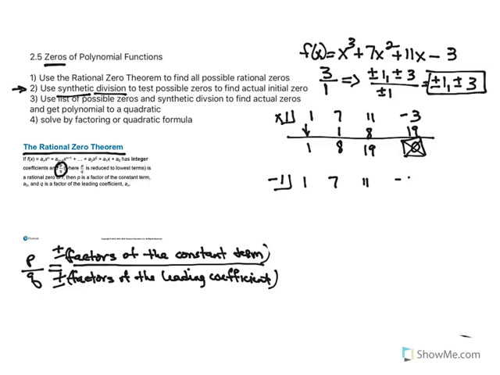1, 7, 11, negative 3. And so really it's just you testing until you get one that gives you the number you need. This doesn't give me the number I need. So then you try another one. I only got 2 options left, so 3 and negative 3.